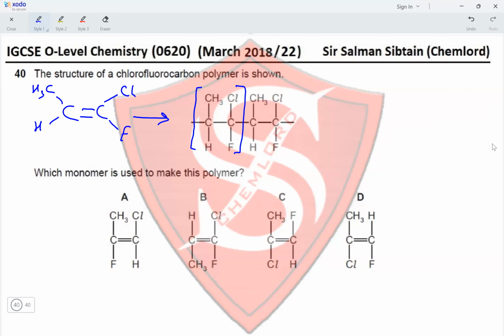So the monomer that is used to make this polymer should have one carbon with hydrogen and CH3. So CH3 has fluorine in case of A, incorrect. CH3 has hydrogen and the other carbon has chlorine and fluorine. So option B is correct. Option C has chlorine on the carbon with CH3, which is incorrect. And option D again has chlorine on the carbon with the CH3 attached to it, which is also incorrect. Therefore, the correct option for this question is option B.